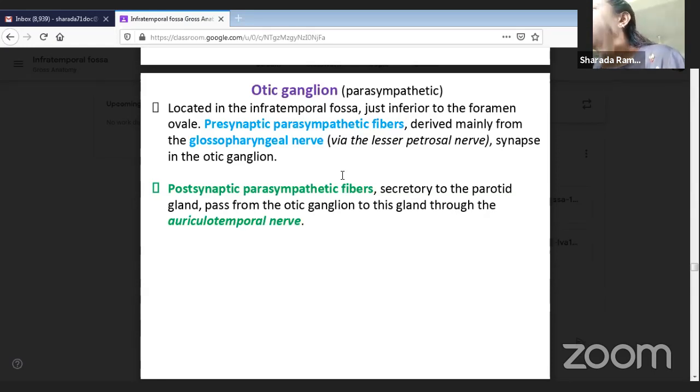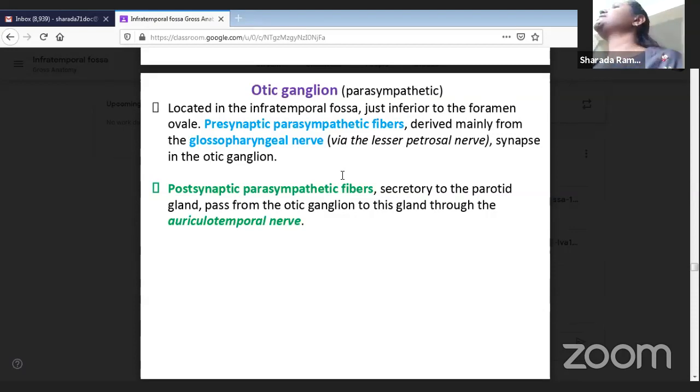So it is around 2 to 3 mm in size, oval shaped and brown in color, and it is going to be present just below the foramen ovale in the infratemporal fossa, and it is very next to the origin of the medial pterygoid nerve. So nerve to medial pterygoid.